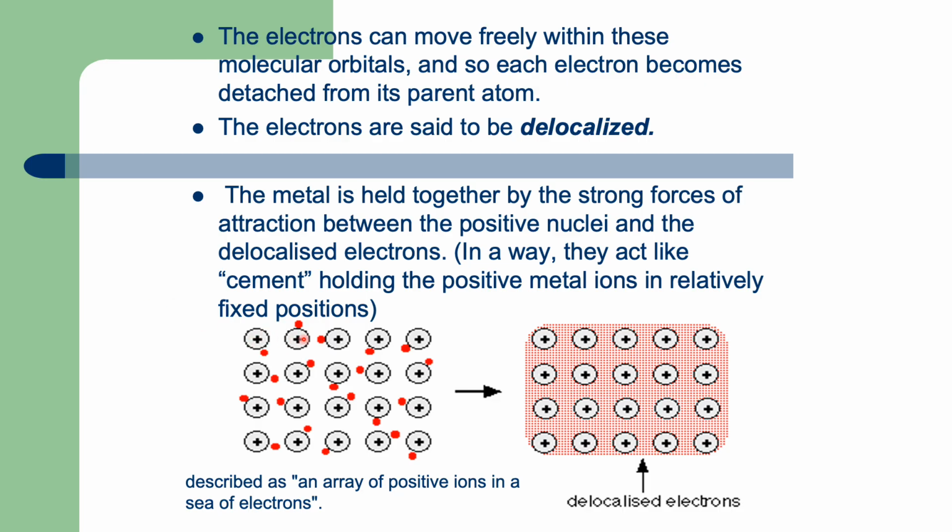The positives here are representing the nucleus, and then the red dots are representing those electrons, your sea of electrons or your delocalized electrons. This is just giving you an idea. If you look at each one of the nuclei and then all the electrons that are delocalized around those nuclei.